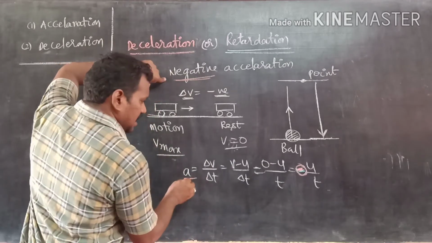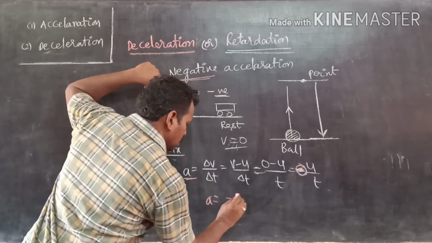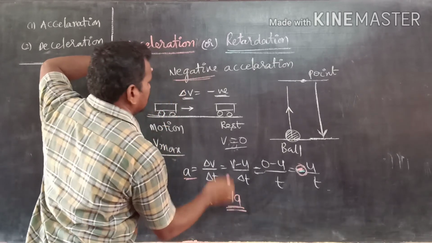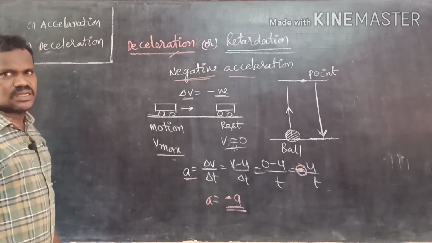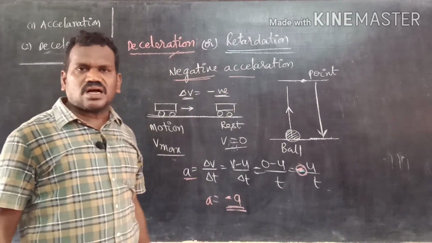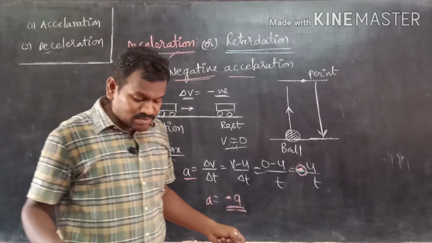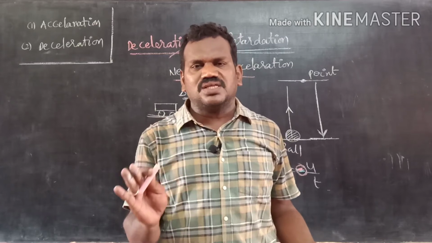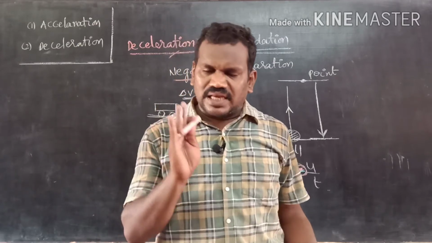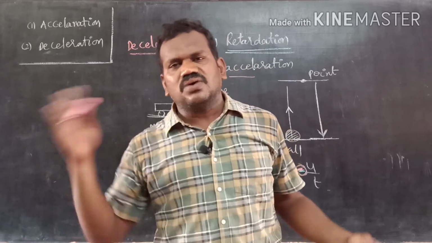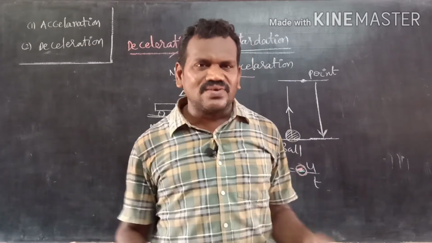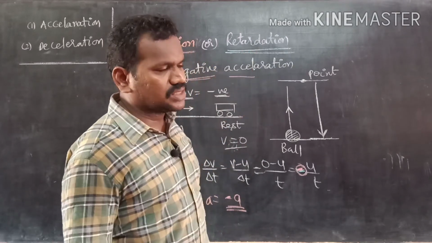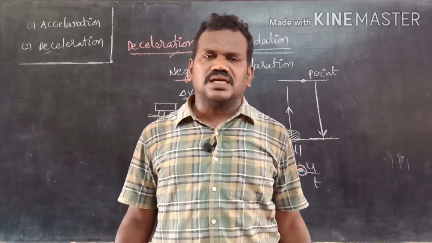So negative acceleration can be written as a = -a. Now this negative acceleration is called deceleration, which is also called retardation. What is the difference between negative acceleration and acceleration? The only difference is in the sign convention. Acceleration may be positive or negative, but negative acceleration is specially called deceleration or retardation. With different examples we can understand that concept.